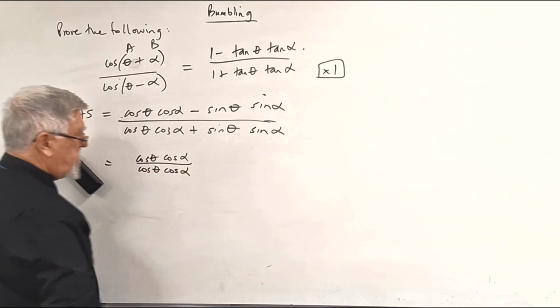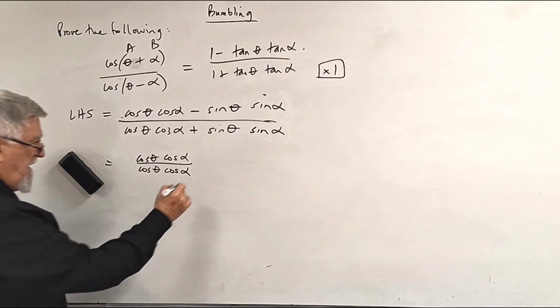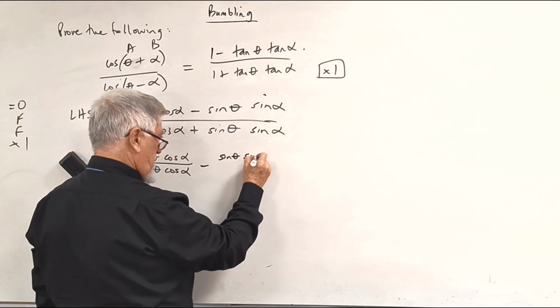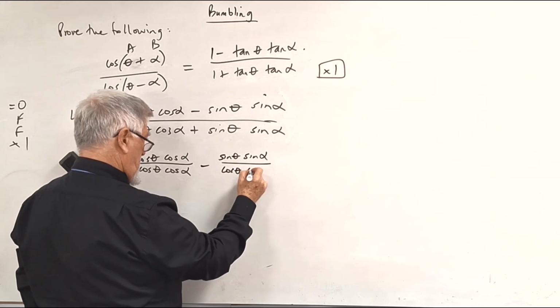Wouldn't that give you 1? Yes, which is what I wanted. Yay! So can't you just pull that out? If I divided that by cos theta, cos alpha, that's fine. I've got to divide that by cos theta, cos alpha.